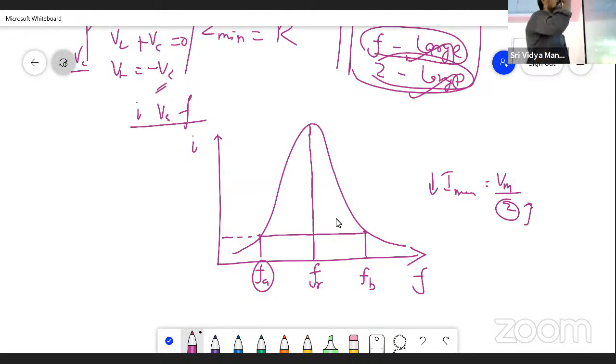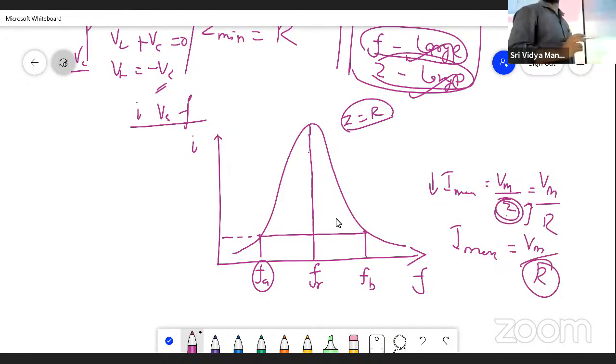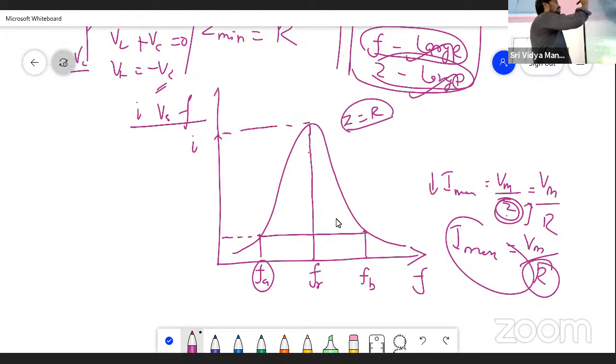So at resonance condition, you know well, Z equal to R, the overall impedance of the circuit reduces. So Z is almost equal to R. Now Vm divided by R. So I maximum is equal to V maximum divided by R. When Z goes to R, the overall impedance of the circuit reaches the R value. Purely resistive circuit. So at the resonance condition, FR reaches the current maximum. This is I maximum, current maximum.